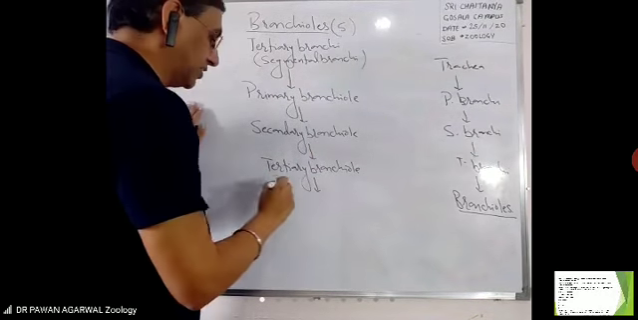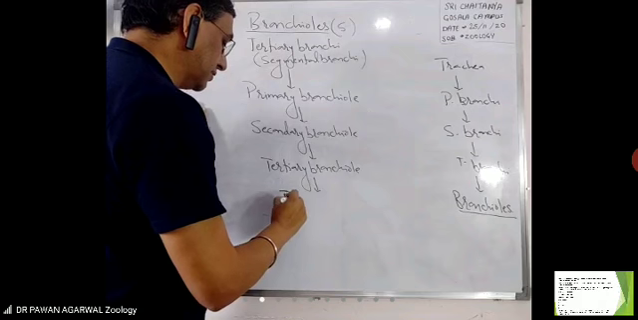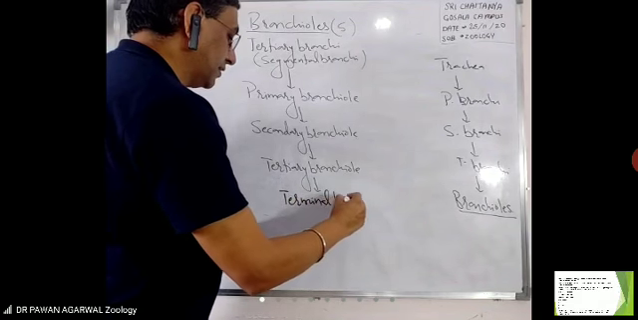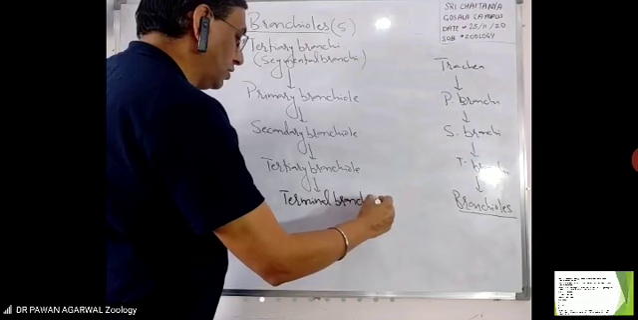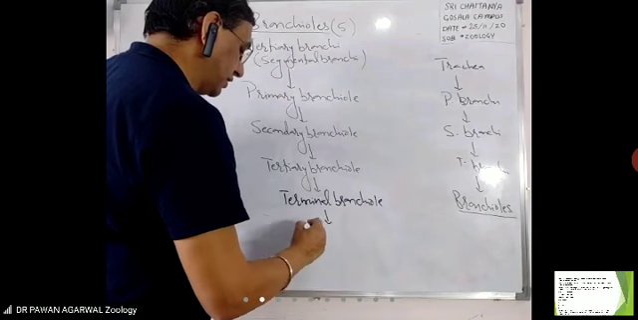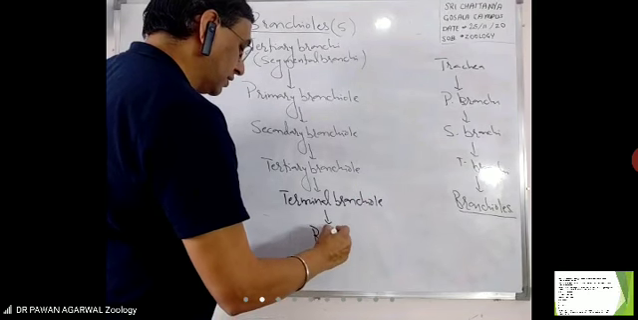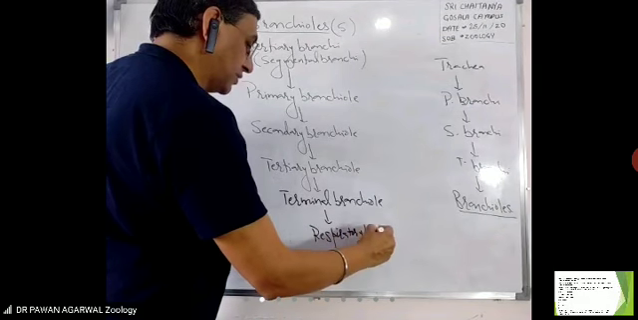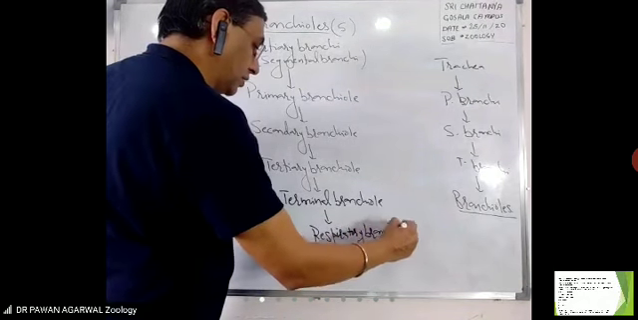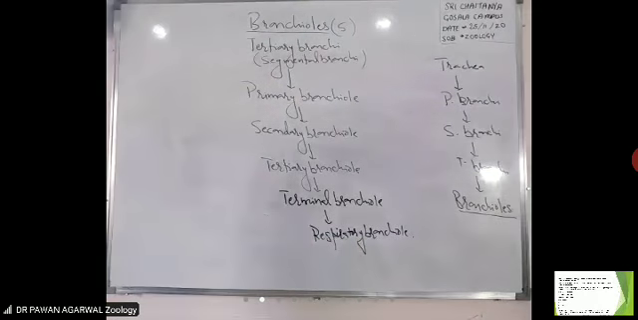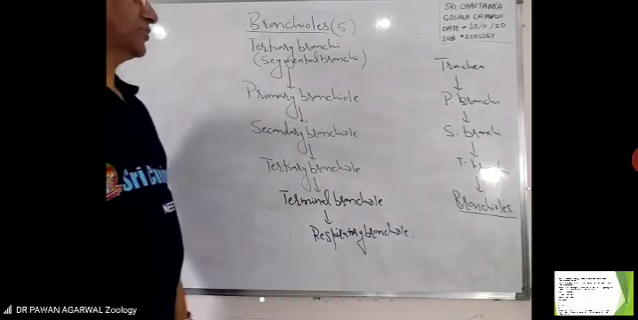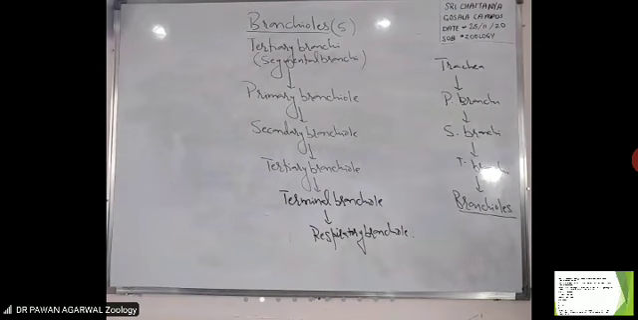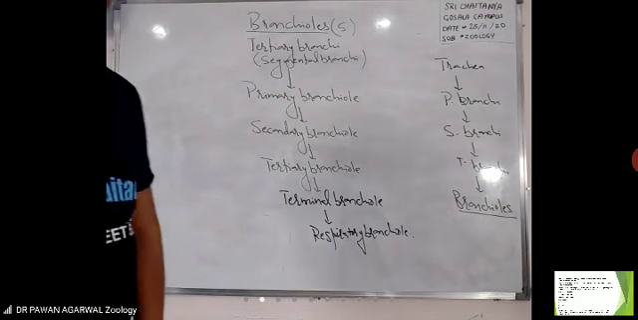Tertiary bronchiole is divided into the terminal bronchiole. And terminal bronchiole is divided into the respiratory bronchiole. So there are 5 types of bronchiole: primary, secondary, tertiary, terminal, and respiratory bronchioles.